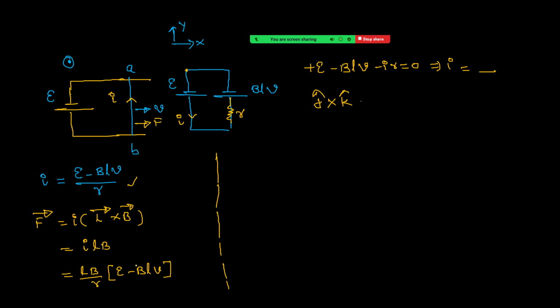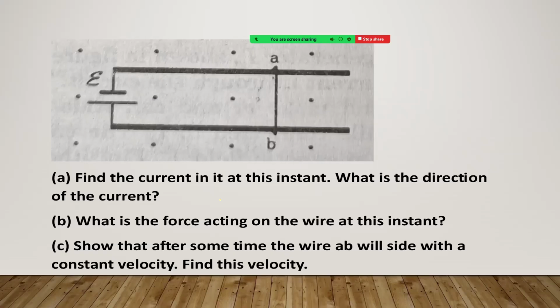As speed is increasing, this BLV value will increase, and at one point of time this is equal to epsilon. When these two are equal, the net force is zero. That means the velocity becomes constant. Therefore, when the velocity is constant, epsilon is equal to BLV dash. That means the V dash value, that constant velocity, is equal to epsilon upon BL, right? So I hope you got clarity. Let us go for the next problem.